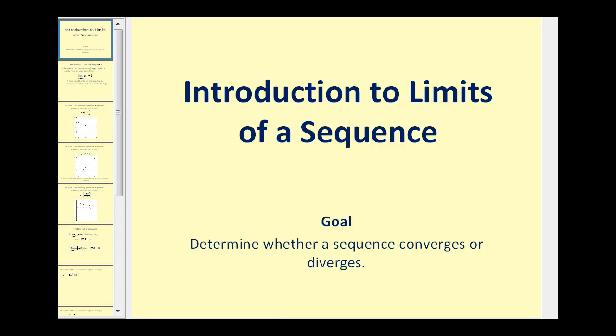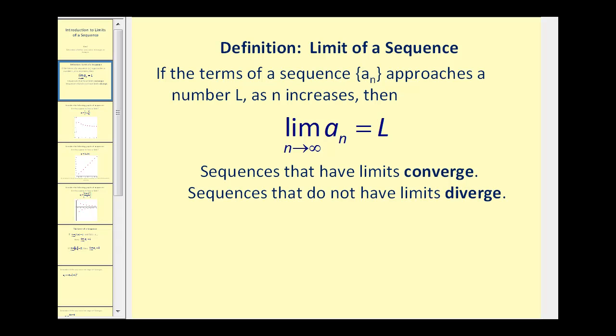Welcome to an intro to limits of a sequence. The goal of this video is to determine whether a sequence converges or diverges. So if the terms of a sequence a sub n approach a number L as n increases, then we can say the limit of a sub n as n approaches infinity equals L. Sequences that have a limit converge, and sequences that do not have a limit diverge. So let's take a look at some sequences.